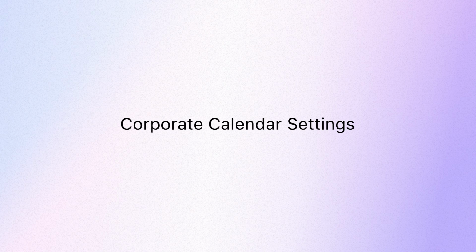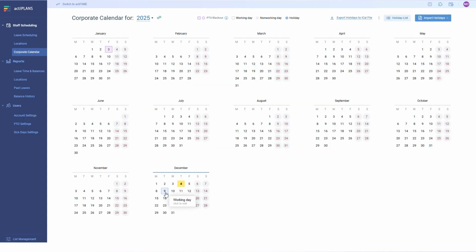Now that we've covered the core features, let's take a look at the corporate work schedule. This is where you create your company calendar. You can mark non-working days manually or import a holiday list. You can also set PTO blackout days here, meaning users won't be able to submit leave requests for those dates.